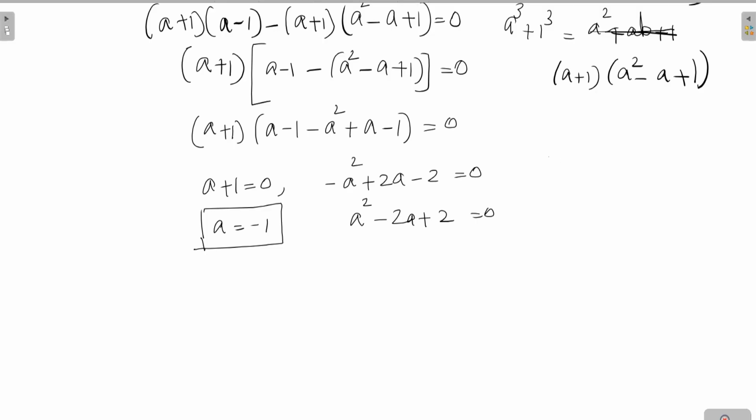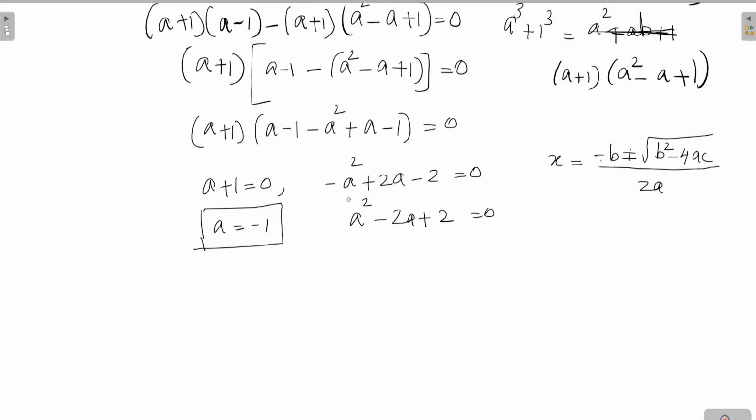quadratic formula. If x is a variable, how do we find the values of x? x equal to minus b plus or minus square root of b square minus 4ac, the whole divided by 2a. So substitute the values of a, b, c. a is the coefficient of a square, b is the coefficient of a, and c is the constant term. So let us replace a, b, c in the formula.